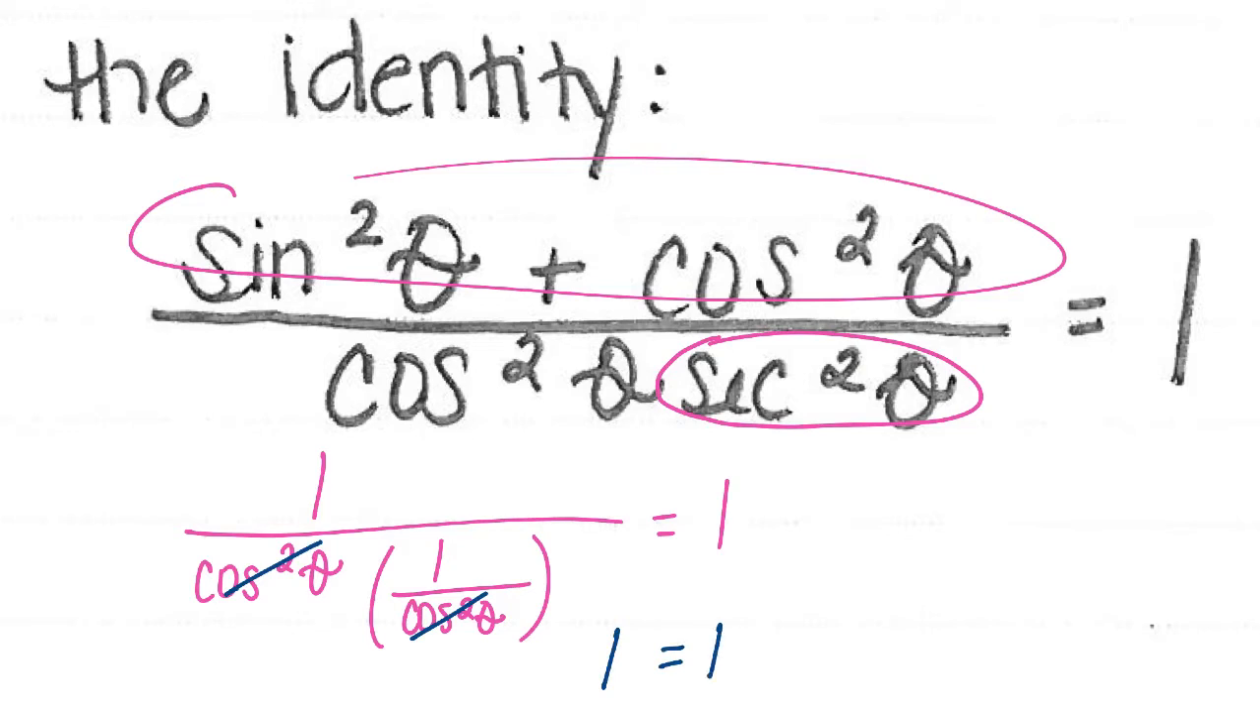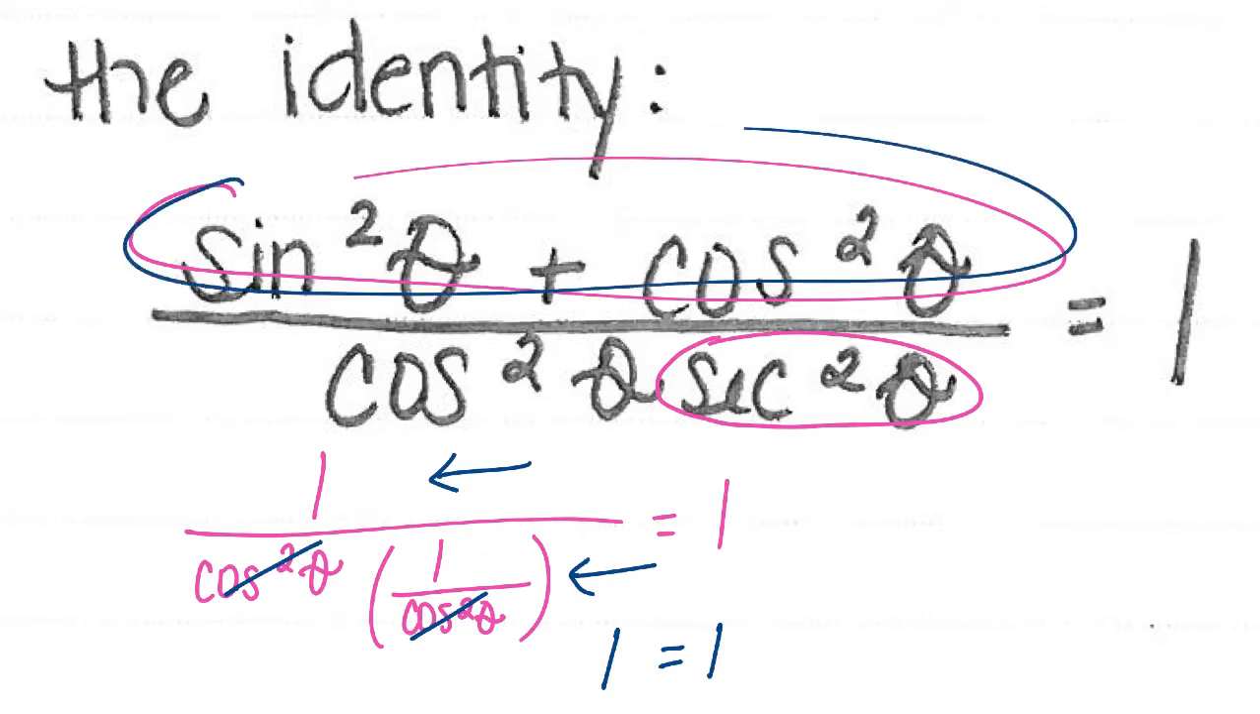So by showing all my work here, you don't have to write that this was a Pythagorean identity and this is a reciprocal identity. I know that. I just need to see your work from sine squared theta plus cosine squared theta to 1. So don't worry about writing why. Just go ahead and show me your steps.